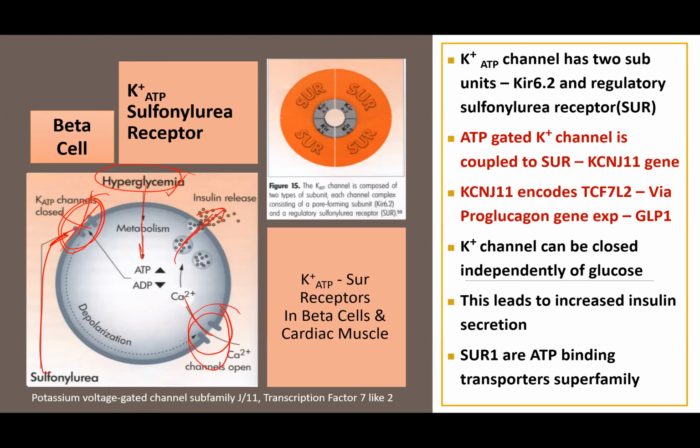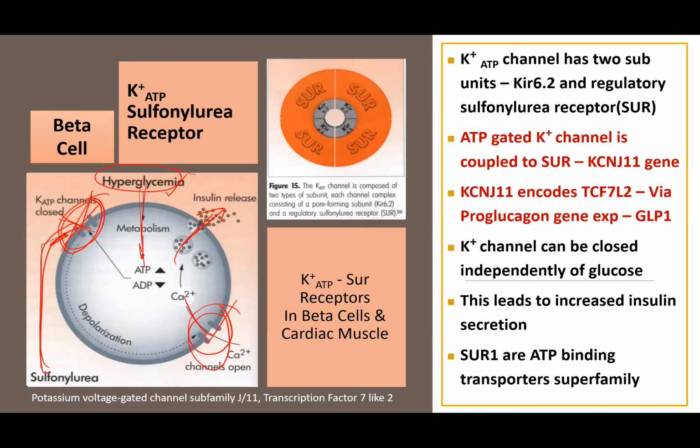Normally, the process is through glucose, closing this door and opening this door. But sulfonylureas, being secretagogues, have a receptor, the SUR receptors. They close the KATP channels, with the result that calcium channels are open and insulin is released. This is the mechanism of action of sulfonylureas.